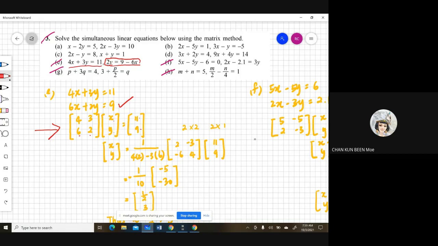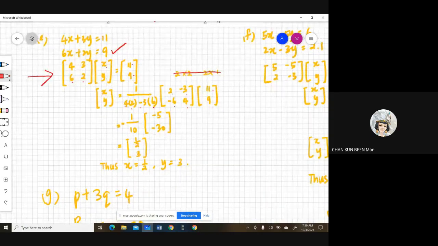So to get the value of x, y is 1 over 4 times 2 minus 3 times 3. And this one, you change the position. This one is just to see what is the product. Multiply by 11, 9. Therefore, the answer that we will get is 1 over 2 and 3. So the value of x equal to 1 over 2, y equal to 3.